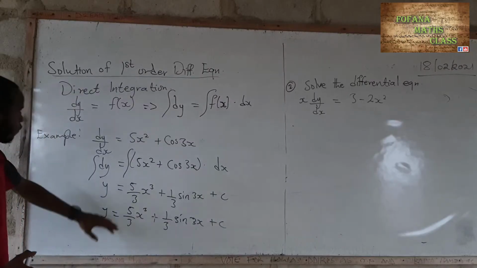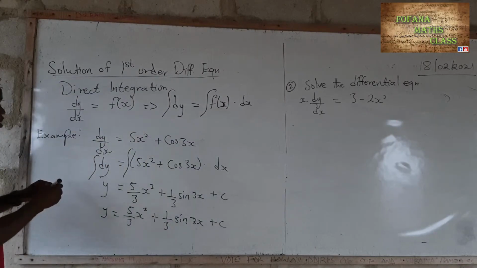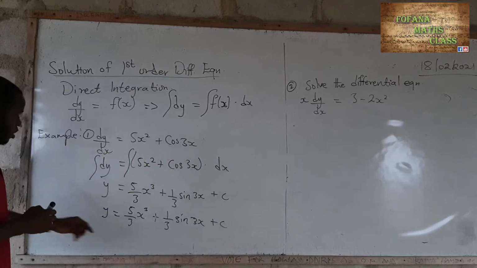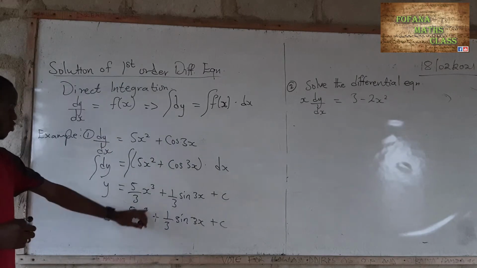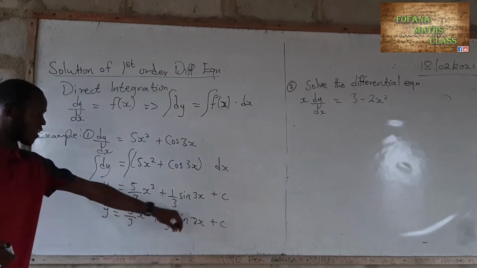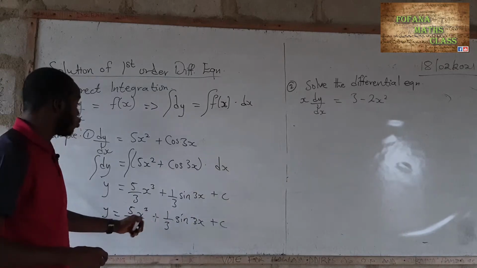This is the solution for the first question on the board, which is y equals 5 over 3 x to the power 3 plus 1 over 3 sine 3x plus c. You have your solution for that one.